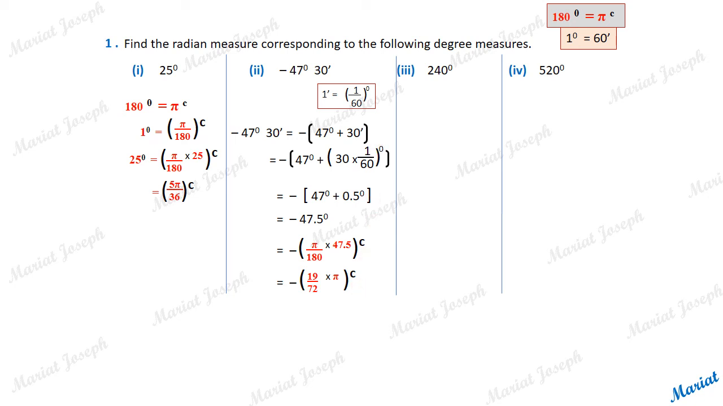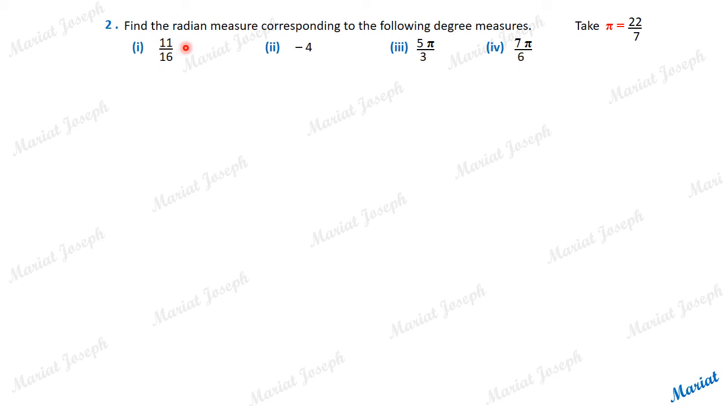Next example. Find the radian measure corresponding to the following degree measures. You may use value of pi as approximately 22 by 7. First part, 11 by 16 radian.